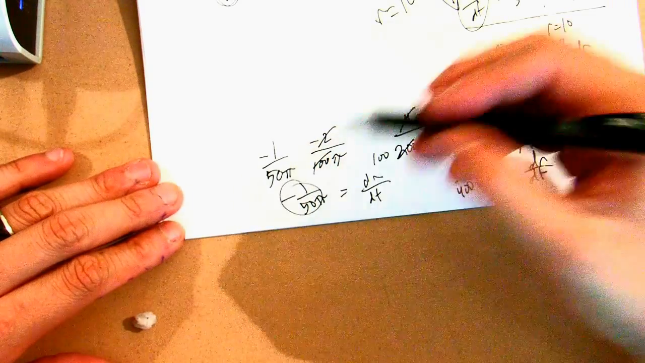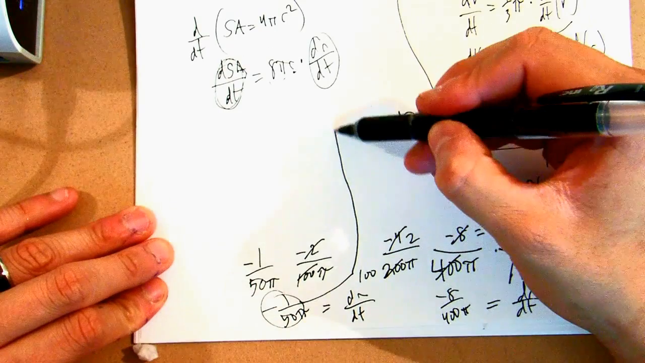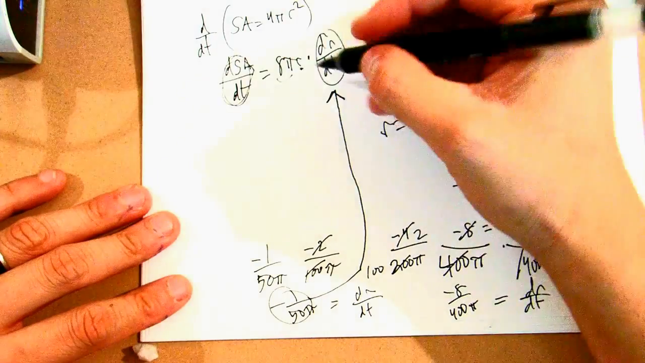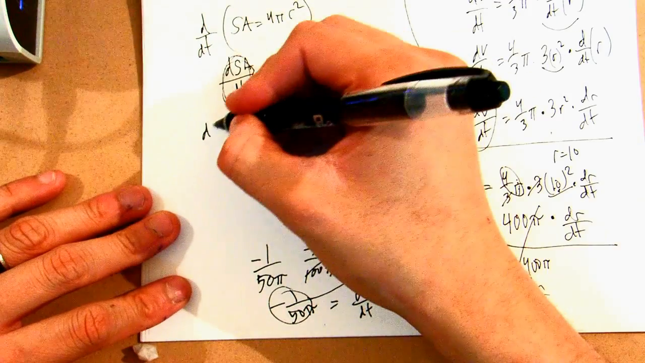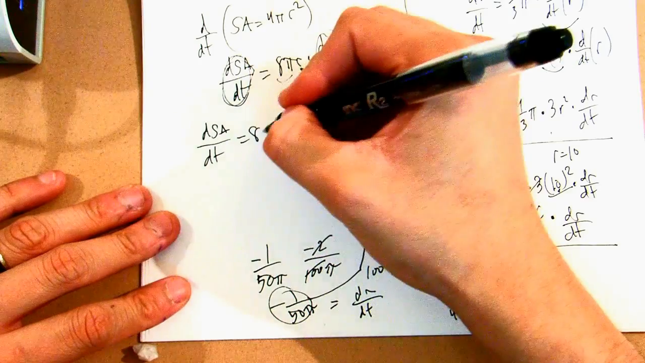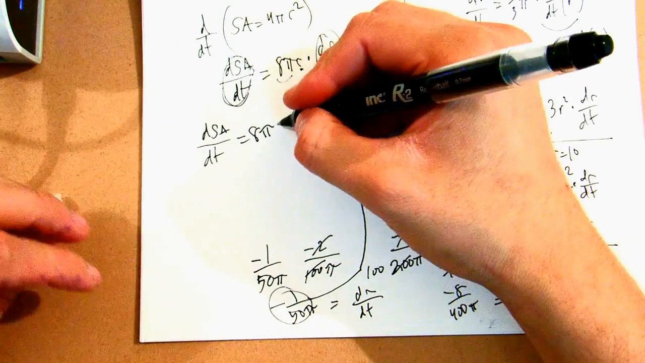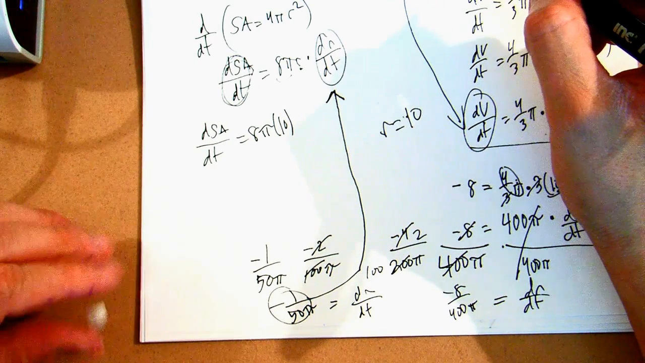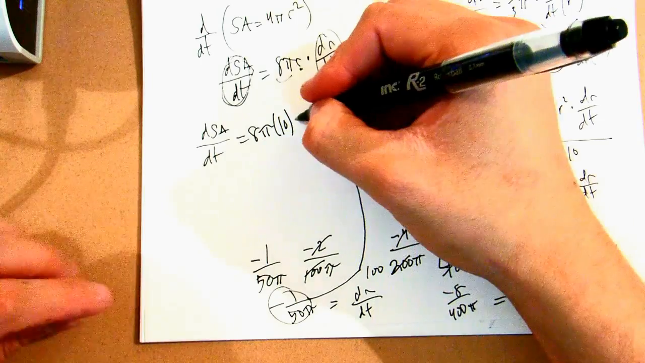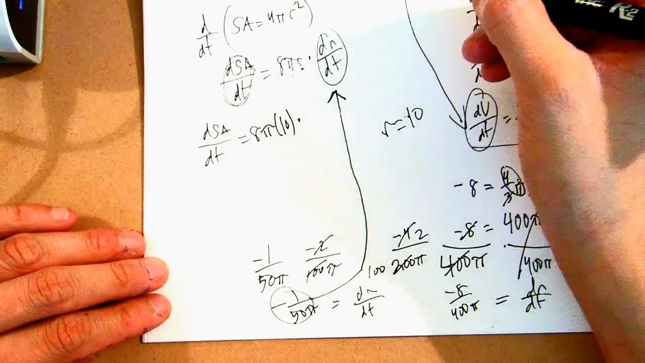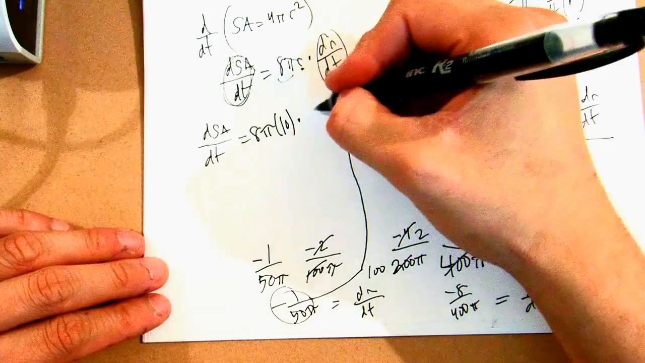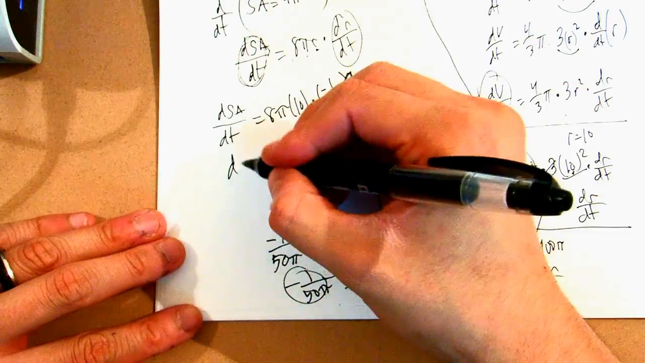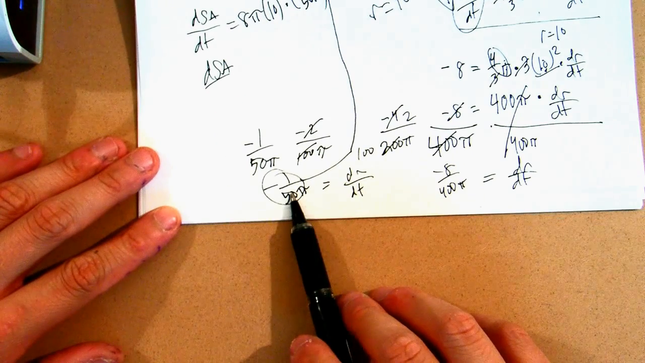Now plug this in, and we know r is 10, right? So we get dSA/dt equals 8π times what? r is 10, and dr/dt is negative 1 over 50π. Okay. And then you would keep going. So, are you cool with this part here?